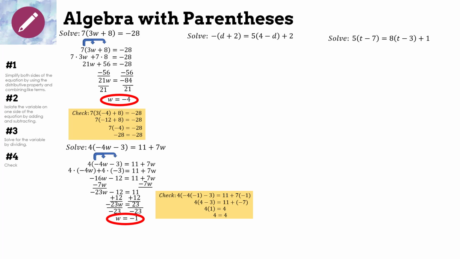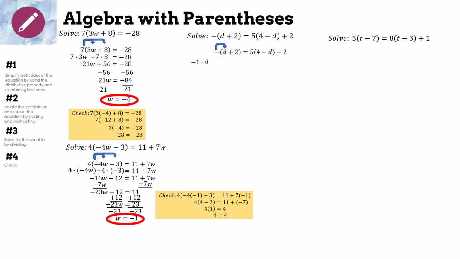Let's look at the next one. We're going to solve negative (d plus 2) equals 5 times (4 minus d) plus 2. Now this one may be a little confusing, but you know what? That negative in front just means the opposite. We could also think of it as being a negative 1 times (d plus 2). And that's how I'm going to work it.